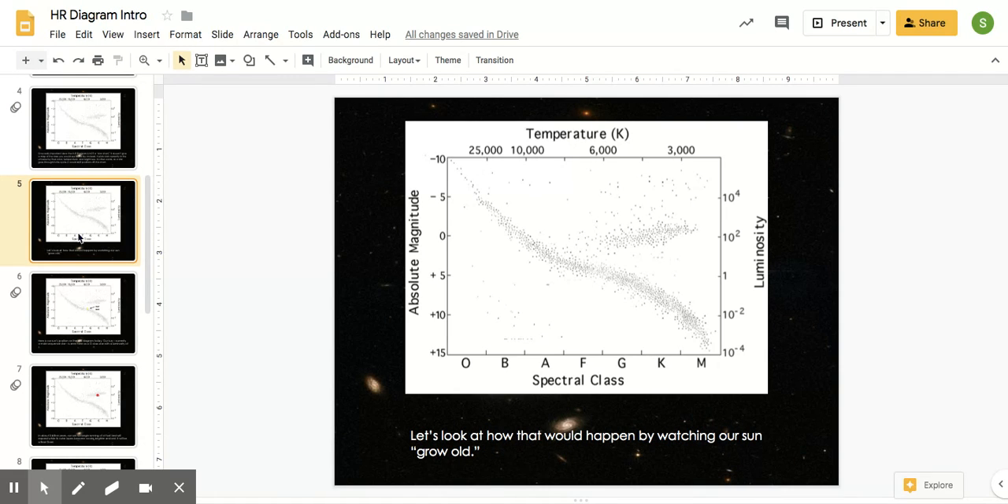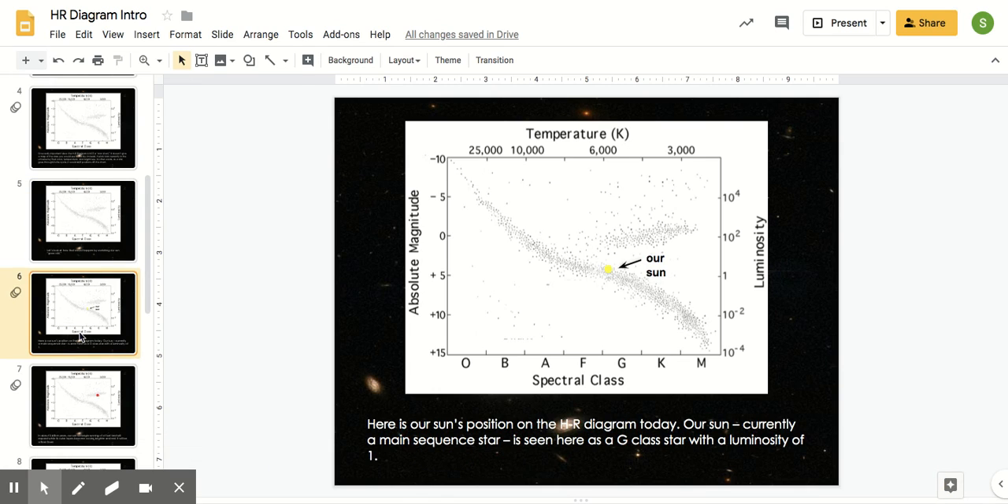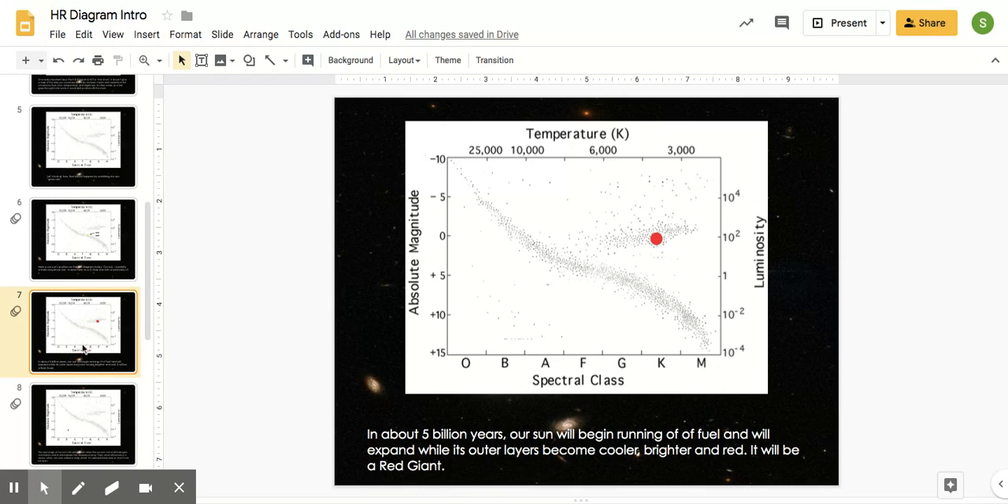Let's take a second and look at our sun and how our sun is possibly going to move through this HR diagram as it grows old, as scientists like to say. So here's where our sun currently is. It is a class G star, and it has a luminosity of 1 and a temperature of roughly 6,000 degrees Kelvin.